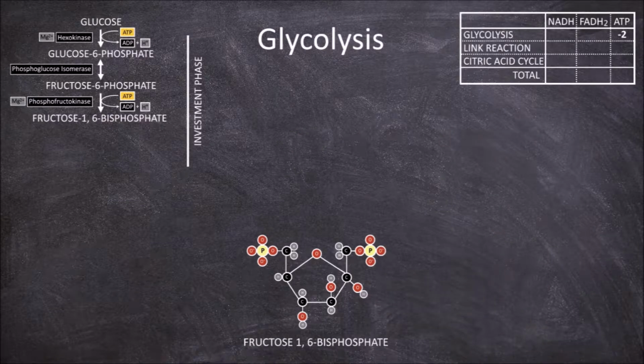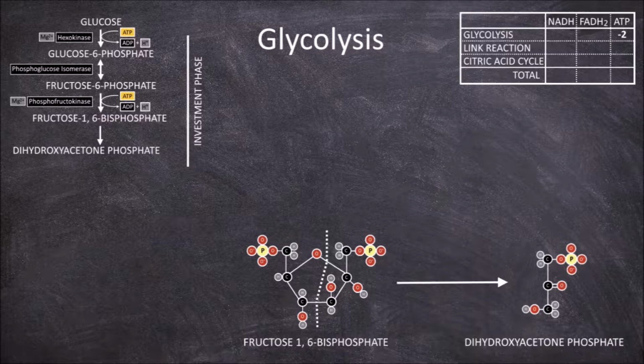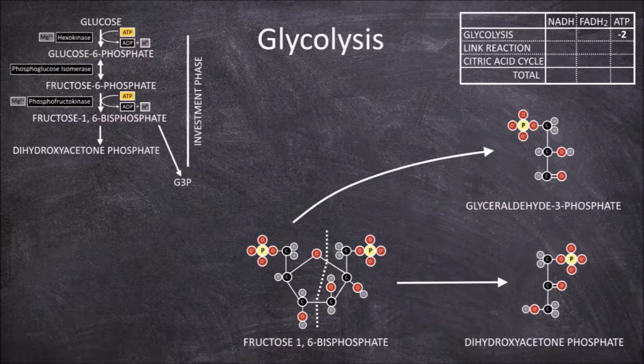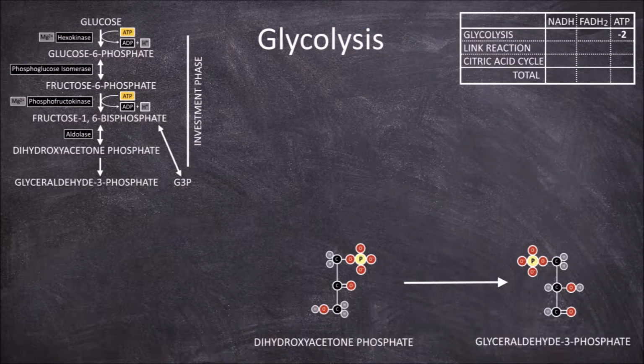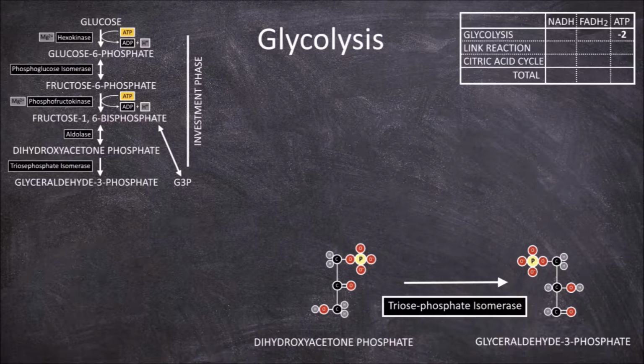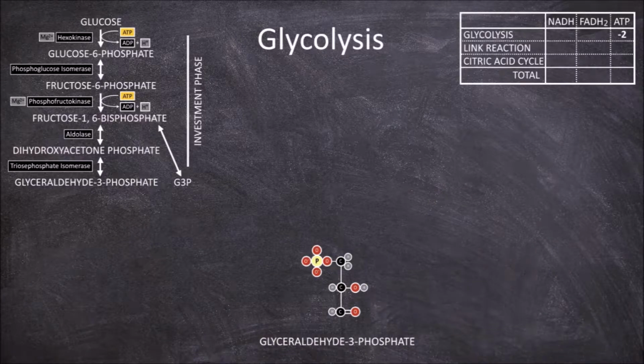The fourth step involves the breaking of fructose 1,6-bisphosphate into 2 3-carbon molecules, dihydroxyacetone phosphate and glyceraldehyde 3-phosphate, using the enzyme aldolase. This is a reversible reaction. The fifth step involves the conversion of dihydroxyacetone phosphate into a second glyceraldehyde 3-phosphate, using the enzyme triose phosphate isomerase. This is also a reversible reaction. This leaves us with 2 glyceraldehyde 3-phosphate molecules that both move through the remainder of the steps. This also ends the investment phase.